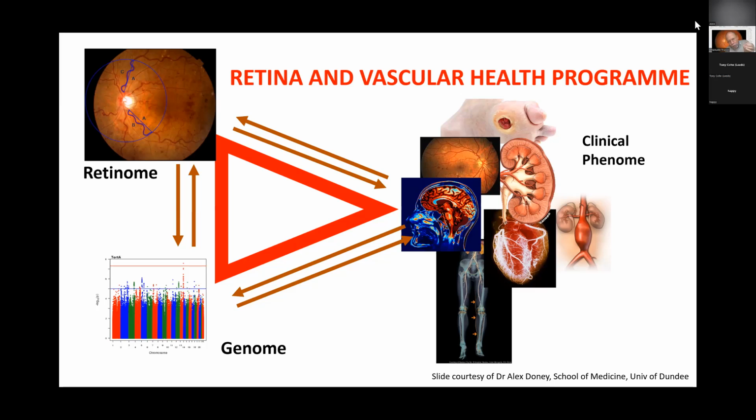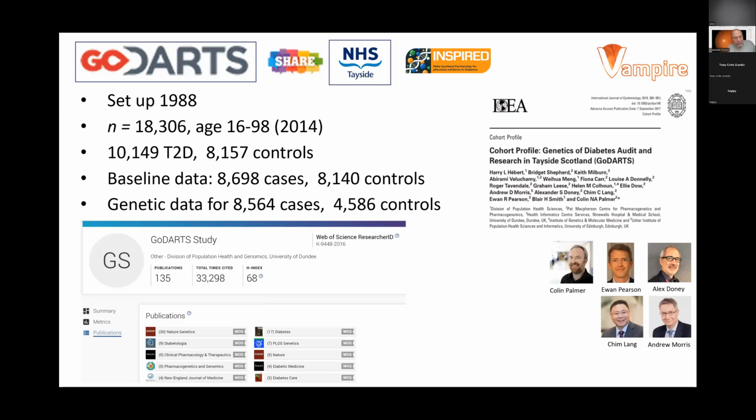So you have this so-called retinome, any information you can extract from images of the retina, data about the retina. You have the genome, because a certain amount of the bad things which may happen to you are unfortunately written in your genes, and you cannot change that. And then there's what we call the clinical phenome, a lot of information which comes from other parts of the body, essentially.